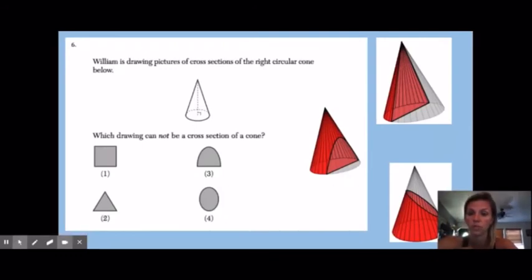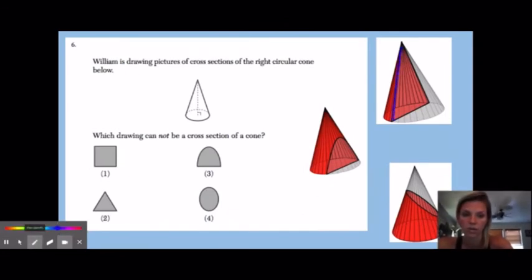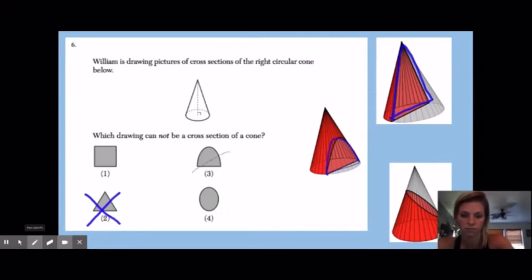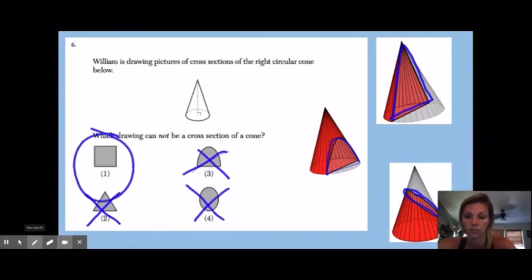Number 6, William is drawing pictures of cross sections of the right circular cone. Below, which drawing cannot be a cross section? So look, the answer is there. If you have a cone, you can absolutely have a triangular cross section, so choice 2 is out. I want the one that cannot be. You can have this parabola-looking hyperbola thing, so choice 3 is also out. You can have a cross section that's an ellipse or an oval, so 4 is out. So the only one that cannot be a cross section of a cone is a square.